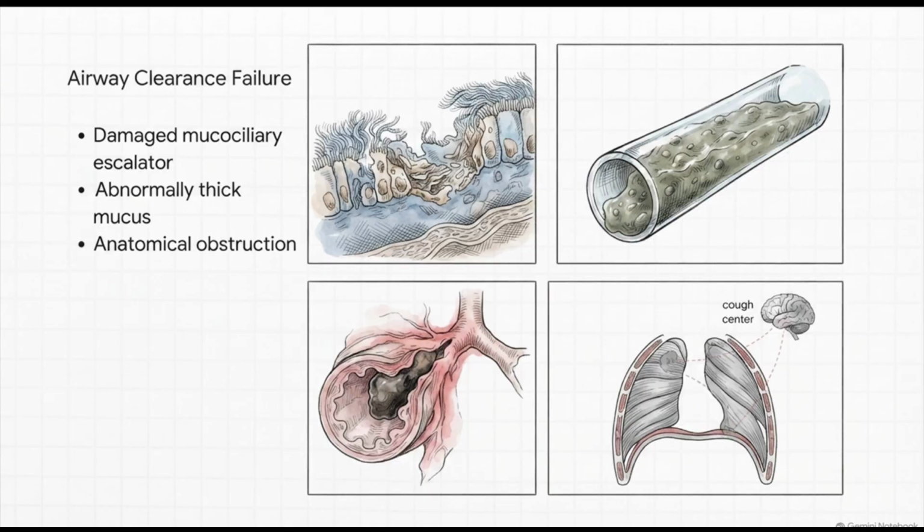Smoking and COPD, they literally destroy those cilia. Cystic fibrosis creates mucus so incredibly thick, the cilia just can't move it. Heavy sedation completely suppresses the cough reflex, and anatomical things like tumors can physically block the exit. Basically, if you can't sweep or cough the pathogen out, it's going to stay right there and replicate.